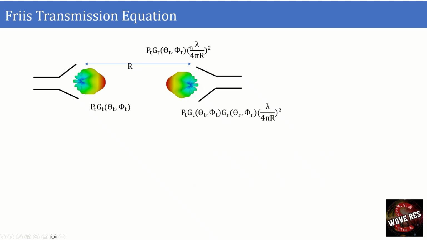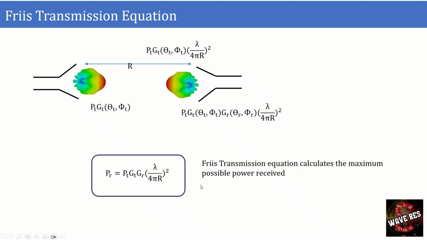When this power reaches the receiving antenna, based on the antenna pattern of the receiver, it will receive some power. This power will be PT GT (λ/4πr)², which arrives at the antenna, multiplied by the gain of the receiving antenna. This is the total power received by our receiver antenna, which depends upon the transmitted power, the gain of the transmitting antenna, the gain of the receiving antenna, and the free space path loss.